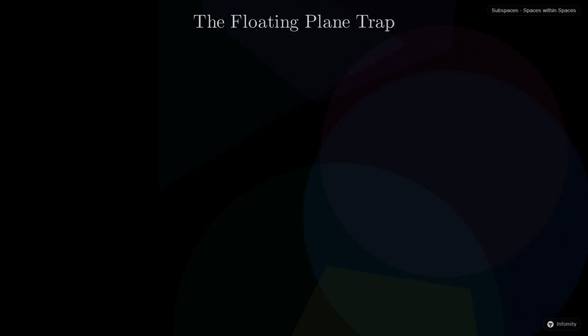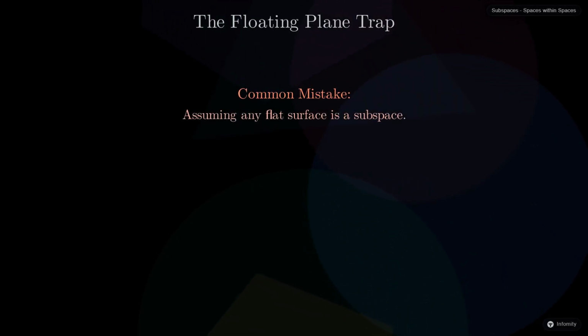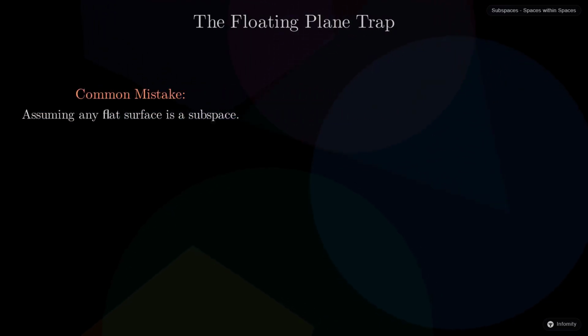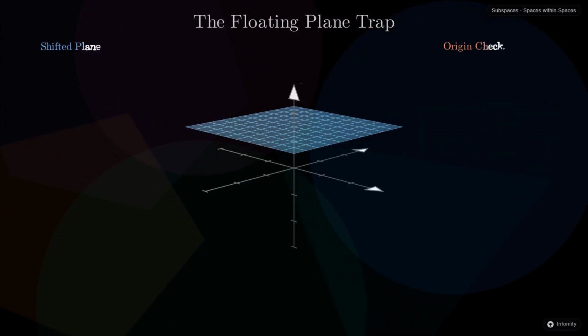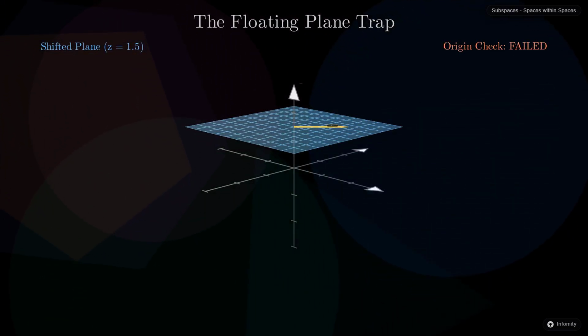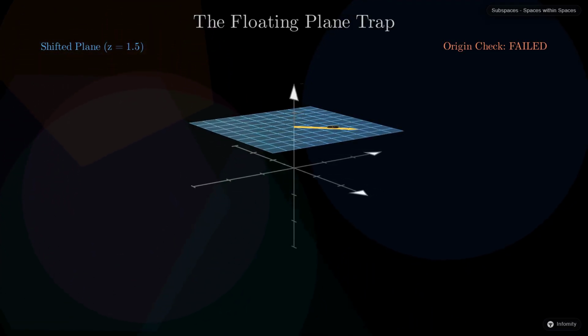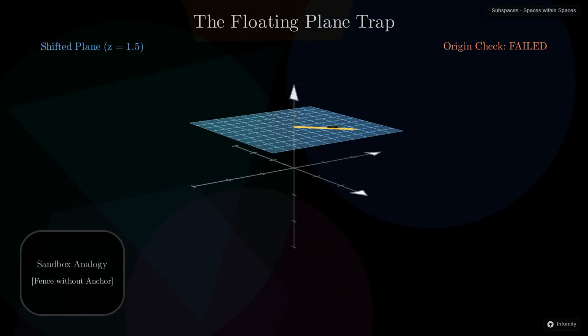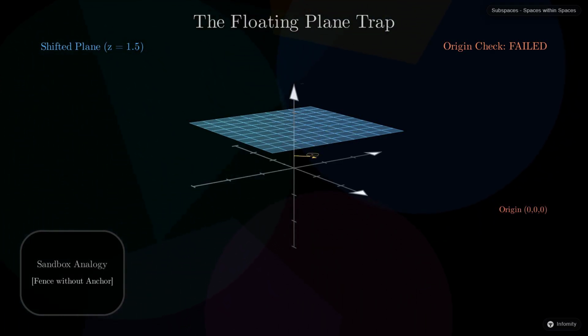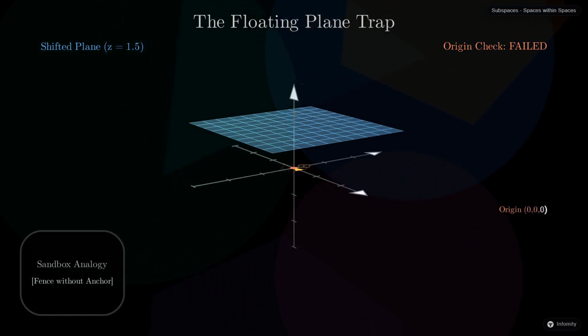Many students fall into a classic trap. They assume any flat surface is a subspace. To see why this is wrong, let us look at this floating plane that does not pass through the origin. What happens if we try to scale a vector on this plane by 0? Remember our sandbox? This is like trying to build a fence that doesn't include the center anchor. It turns out the vector collapses to the origin, which lies completely off our floating plane.